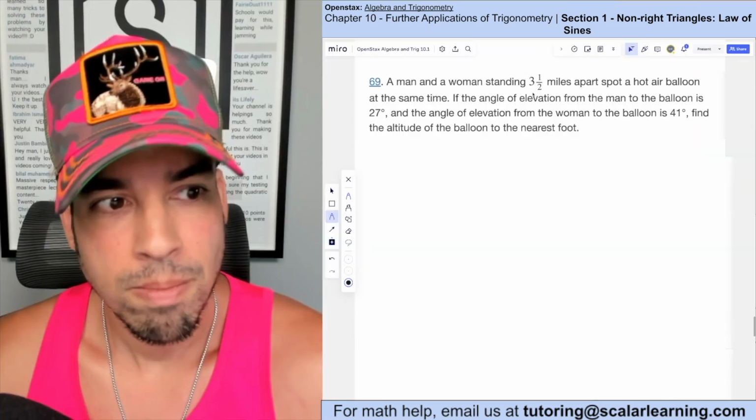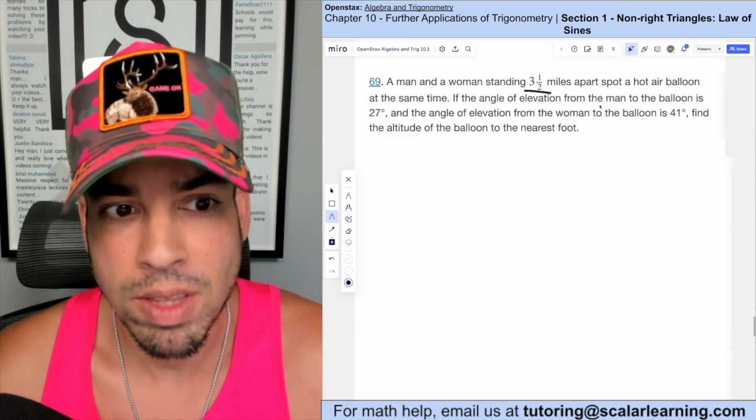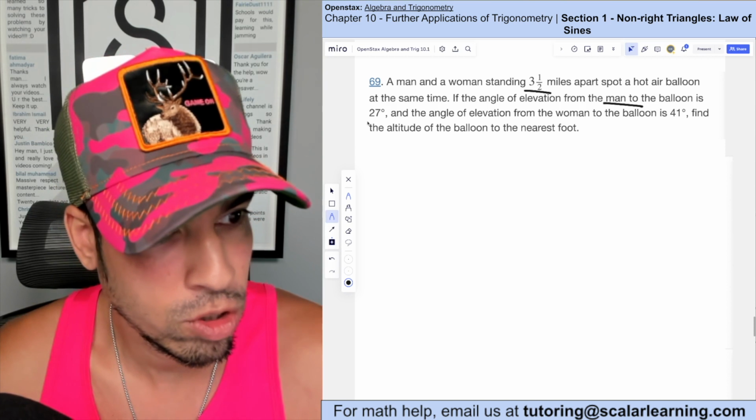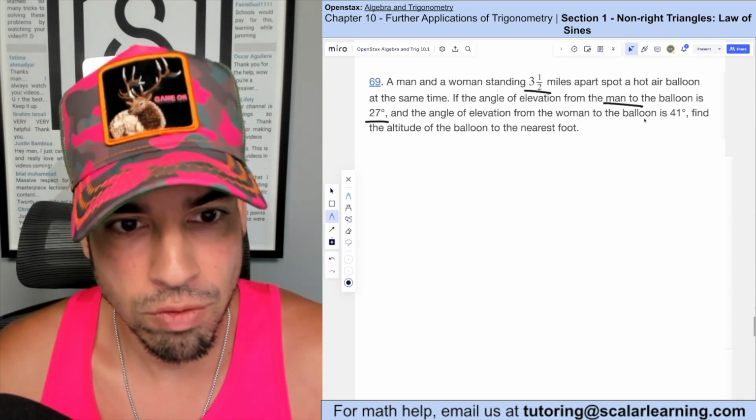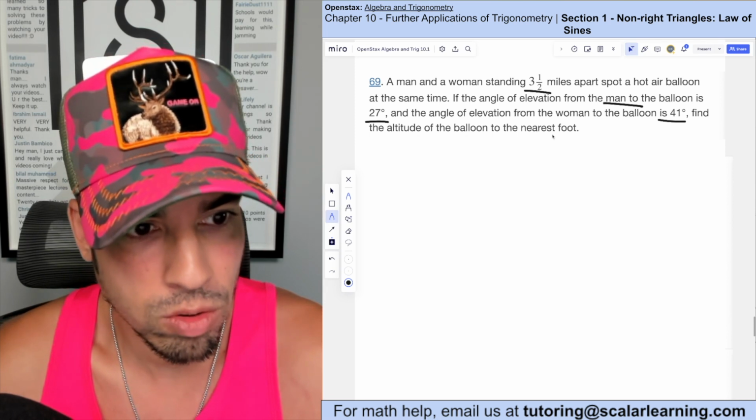Boom, done. A man and a woman standing 3.5 miles apart spot a hot air balloon at the same time. If the angle of elevation from the man to the balloon is 27 and the angle of elevation from the woman to the balloon is 41, find the altitude of the balloon to the nearest foot.